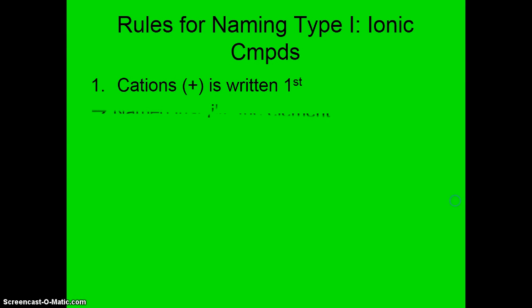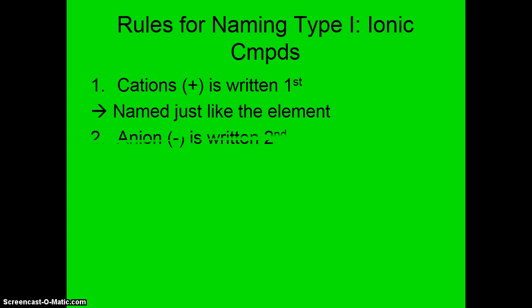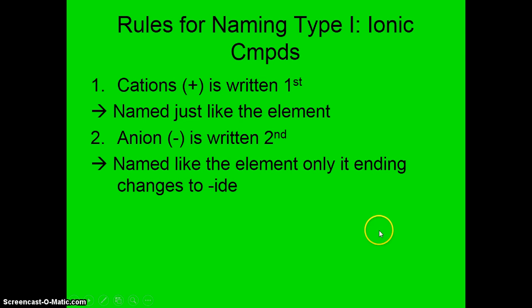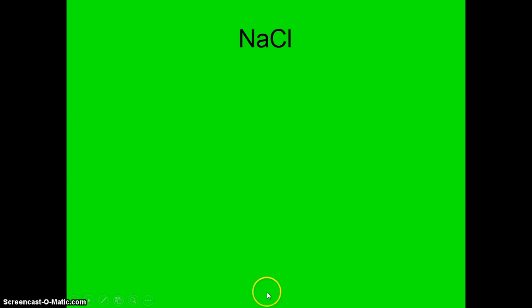So we're going to write the cation first. Name it just like the element is on the periodic table. We're going to write the anion second, and it's going to get named like that element, only it's going to end in ide, I-D-E. Okay, so yesterday, the example we looked at was sodium chloride.